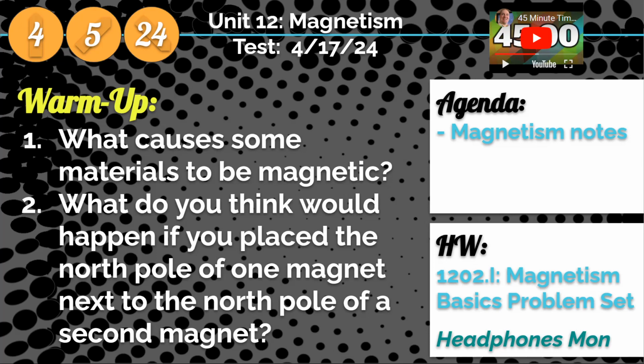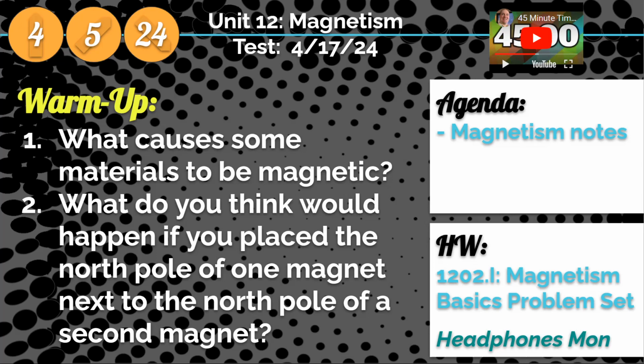And then the second one, anybody have any thoughts? Y'all should know this one. I'm sure you've played with magnets before, but what happens if you put the north pole of one magnet next to the north pole of another magnet? They repel each other. Like poles will repel, opposite poles will attract.